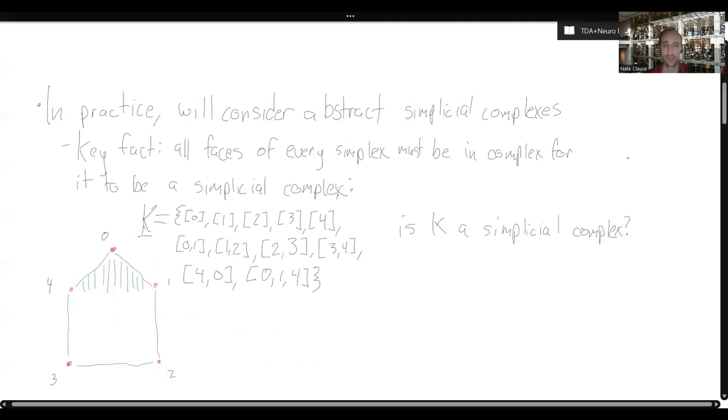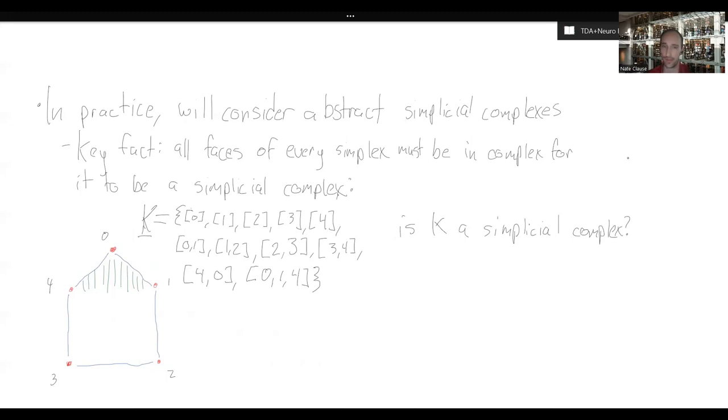So what do we need to do to check and determine if a collection of simplices is actually a simplicial complex? Well, a key fact is that in a simplicial complex, all faces of every simplex must also be in the complex. This is really the main barrier that can arise for a collection of simplices not being a simplicial complex. So let's consider the following example.